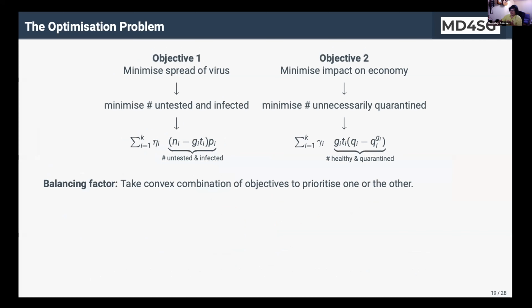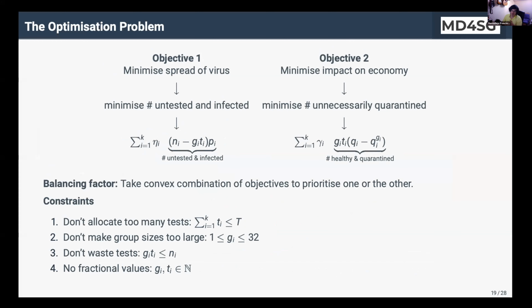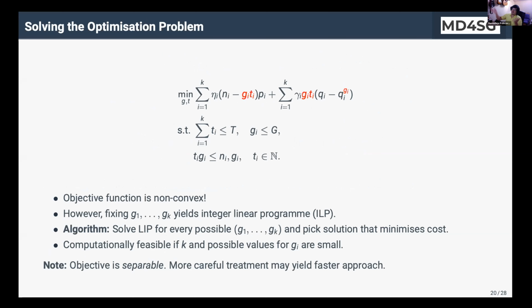And really the amalgamation of these two things, we can take a convex combination of these two objectives, and we can optimize for this. And of course, we have certain constraints, which is that we have a testing budget. Our group sizes cannot be so large that, because of the specificity issue that I mentioned before, we waste tests. Our tests don't overlap, and we don't have fractional values in our parameters for the testing strategy. And so this is our glorious optimization problem, which has a non-convex objective function, but if we set the parameters for the group sizes, we actually get an integer linear program.